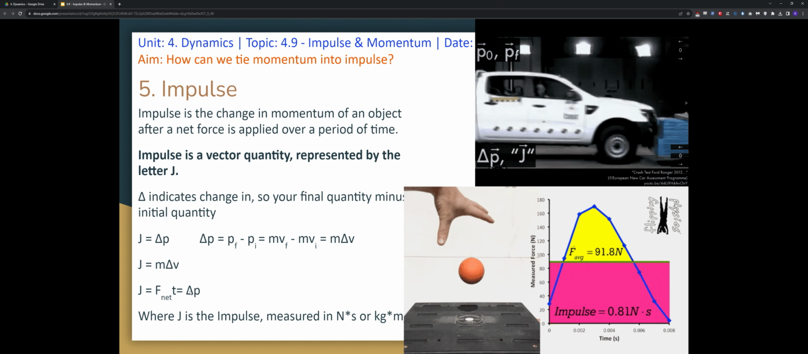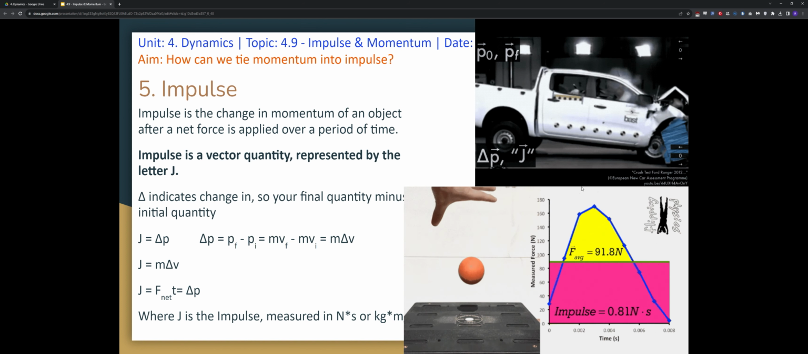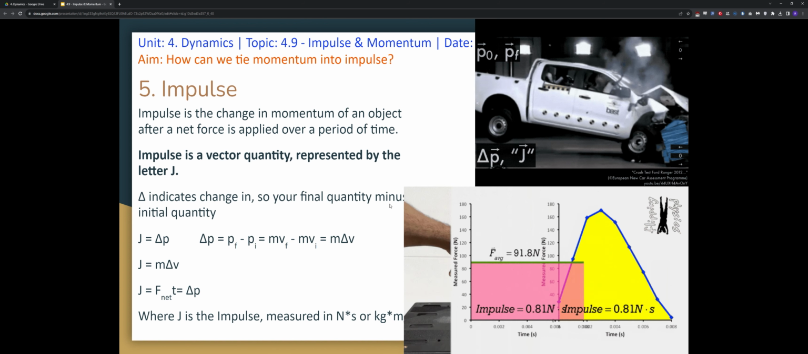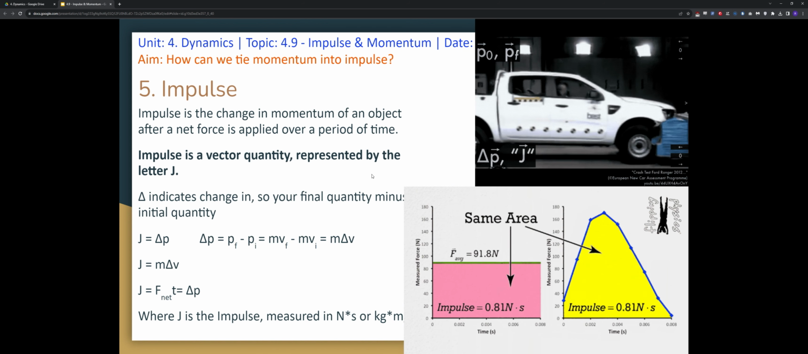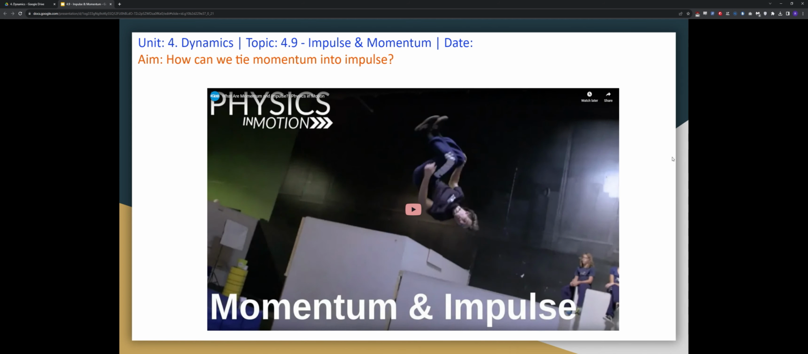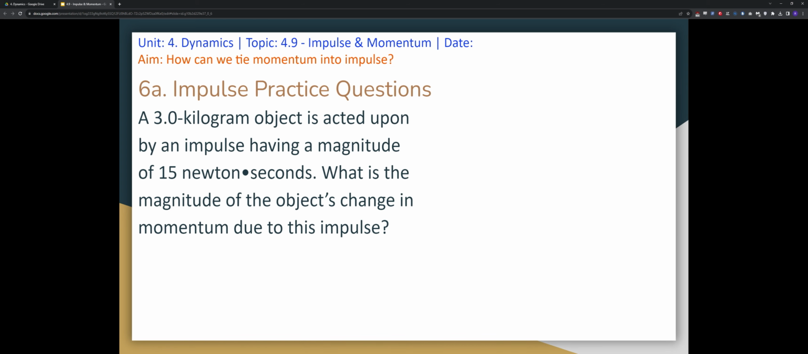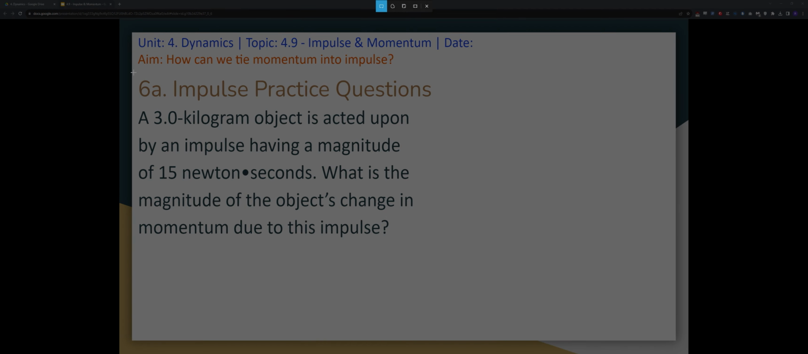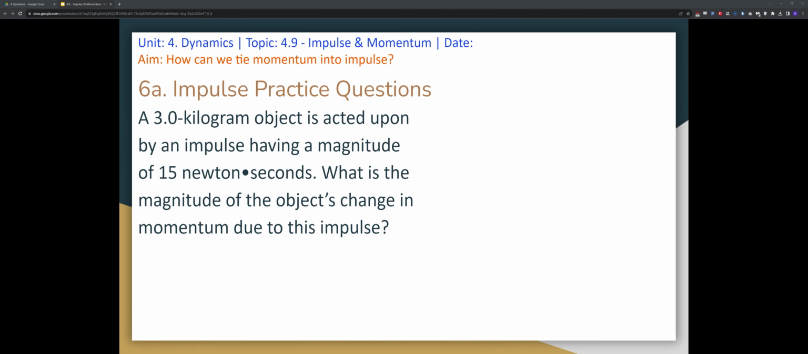So you'll see this entire formula on your reference table. If you want to take some time to analyze it, you can. Impulse is also a vector quantity. And you guys can also watch this video on your own time. You can just go to Google Slides and watch this video. So let's do some practice problems, right? So let's take a look at question 6a.